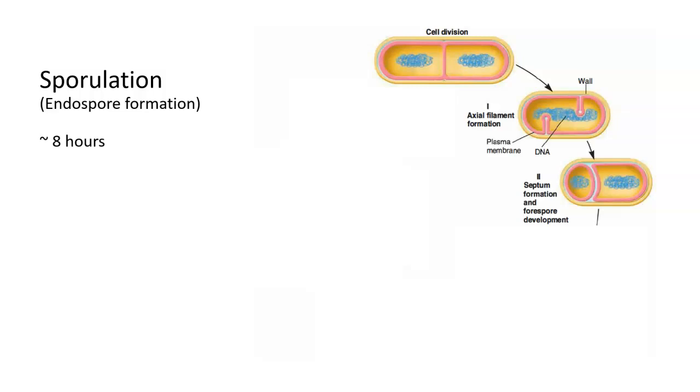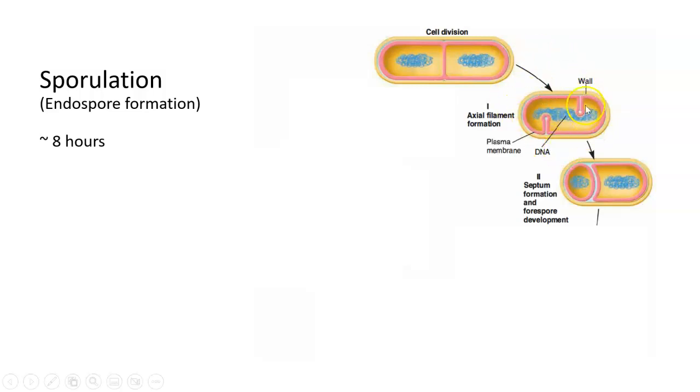And so the whole process of a cell transitioning from vegetative or dividing to an endospore is referred to as sporulation. So endospore formation or sporulation takes about 8 hours. And so normally we would have a dividing cell here, and this cell is vegetative and it's going to transition into an endospore or undergo sporulation.